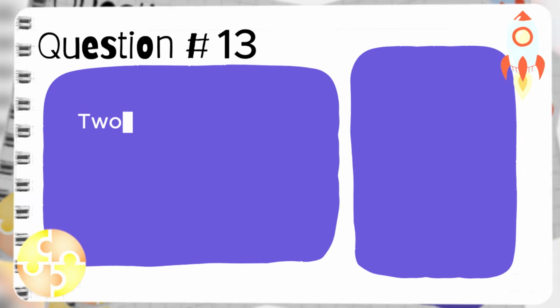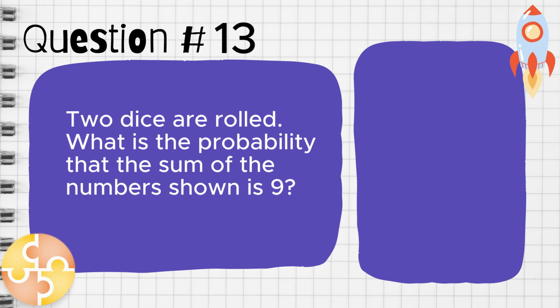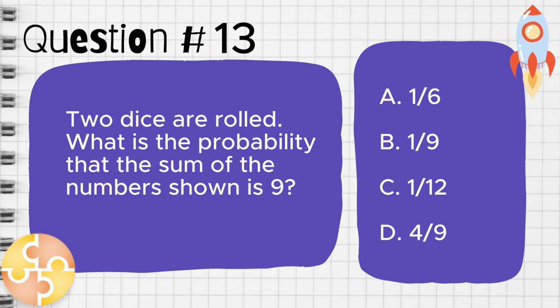Question number 13. Two dice are rolled. What is the probability that the sum of the numbers shown is 9? A. 1 over 6, B. 1 over 9, C. 1 over 12, D. 4 over 9.